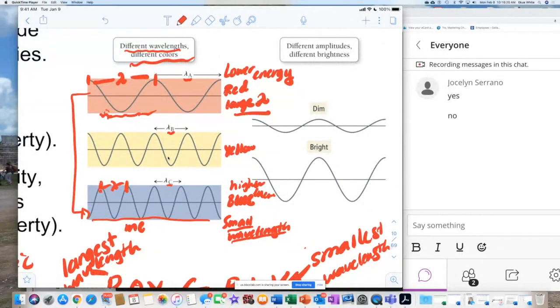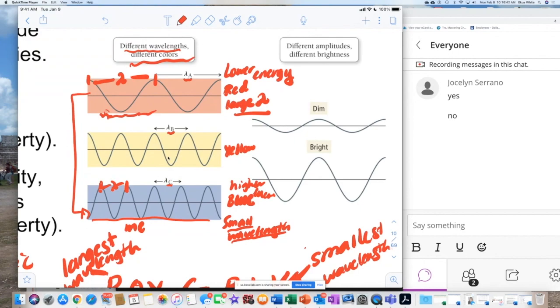So I relate the waves to people, and that helps me remember that the more mellow looking the wave is, more stretched out, more relaxed looking, the one with the larger wavelength is the one that has a lower energy. The one that looks more intense, more squished in space, you have many waves per small space, that's the one that has a higher energy, and that's the one that goes to blue.